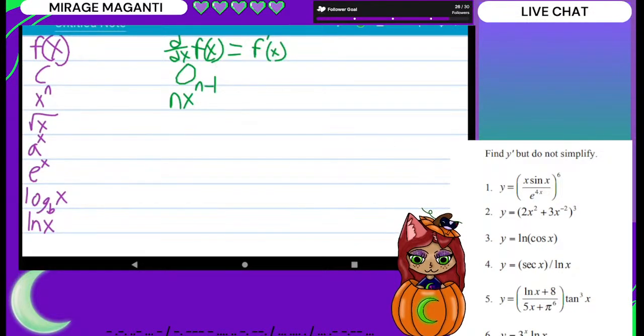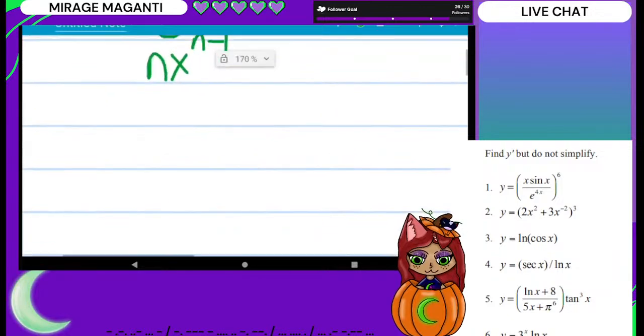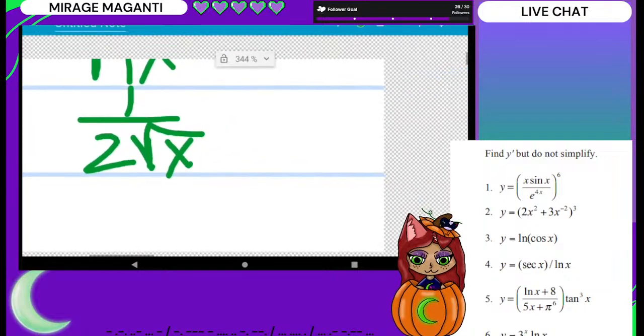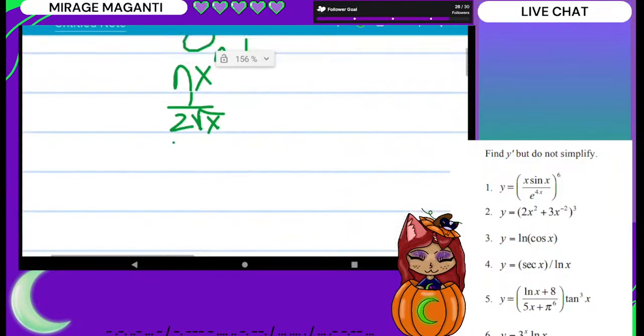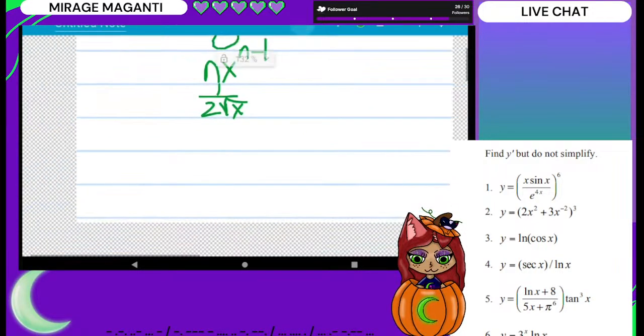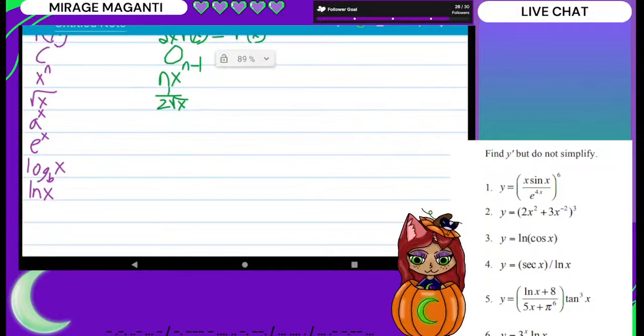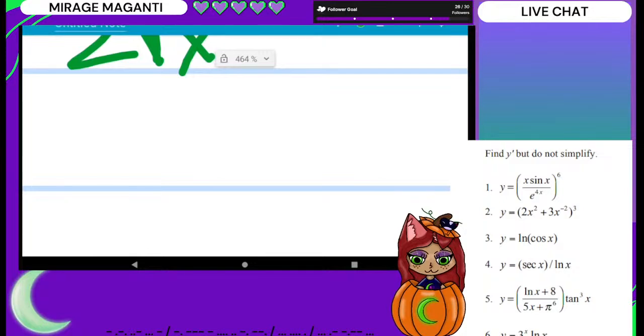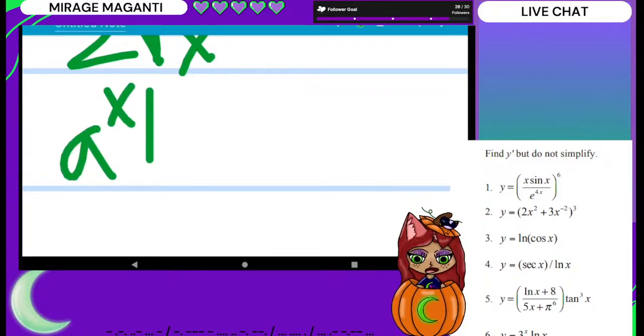And then the square root of x has a derivative of 1 over 2 square root of x. And then we have a to the power of x, whose derivative is a to the power of x times ln of a, the natural log of a.